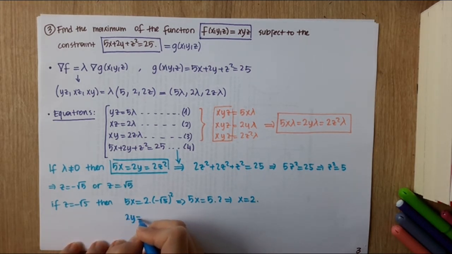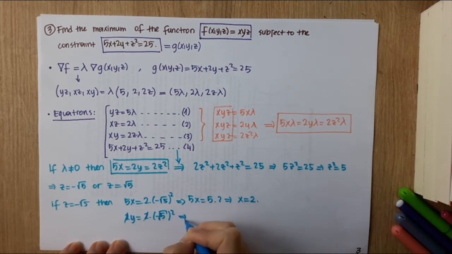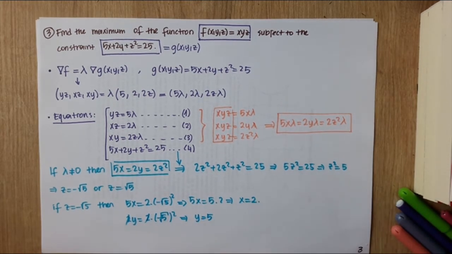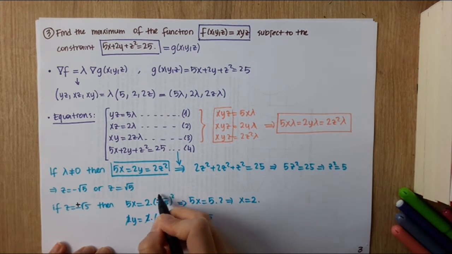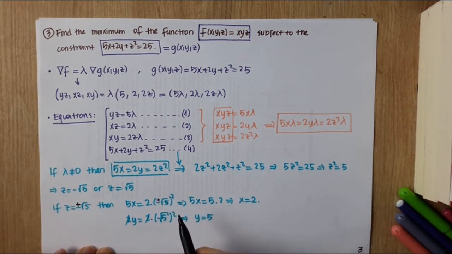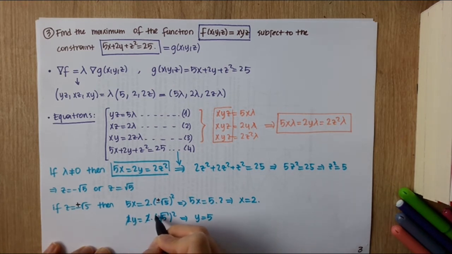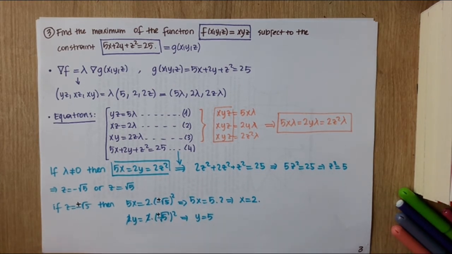And I have 2y equals 2 times minus square root of 5 squared, 2 can be cancelled, so y is 5. It doesn't matter if z is plus square root of 5. Again, the square of the square root of 5 will be 5, so again I will obtain x is 2. And for y, because I have plus square root of 5 this time, again 5. So we have 2 points here.